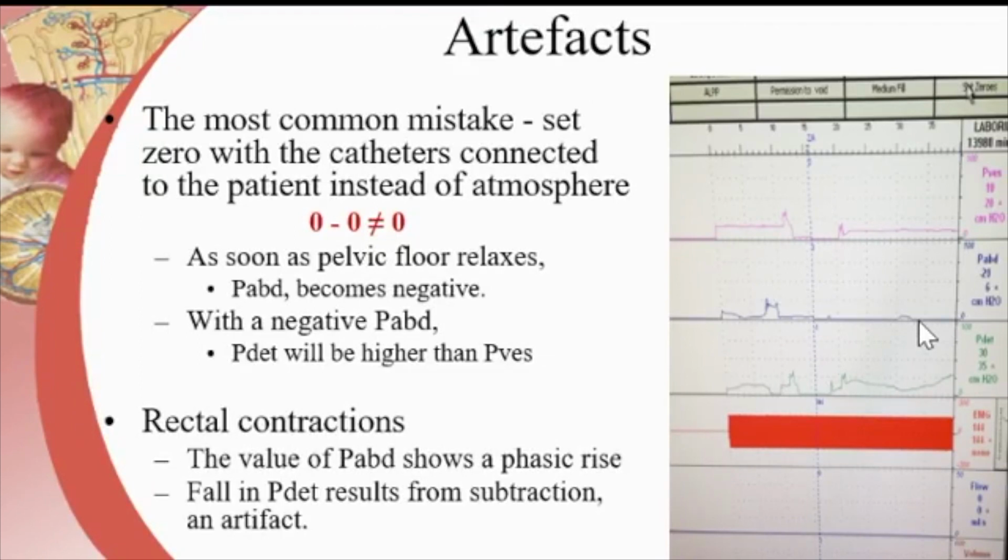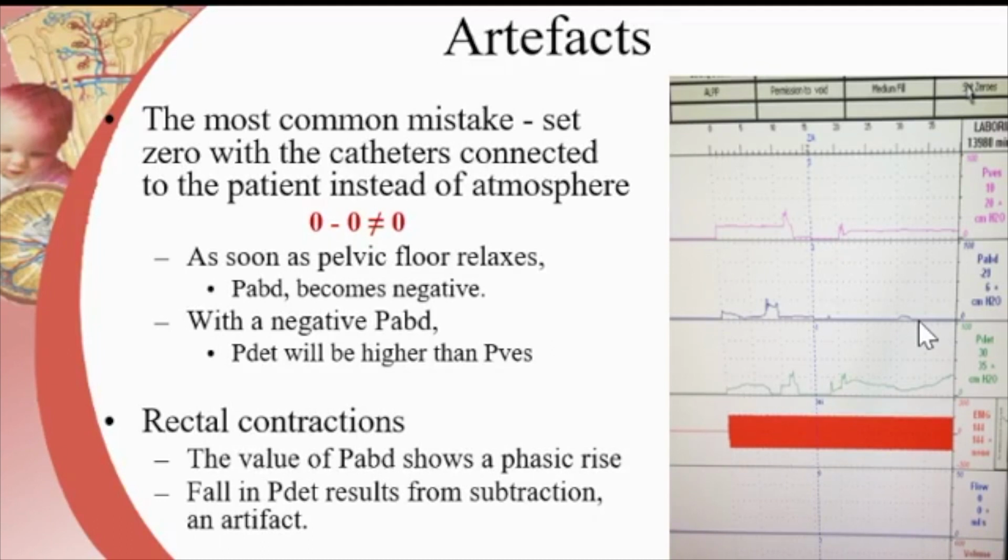So the most common mistake is setting zeros with the catheter connected to the patient instead of to the atmosphere. This is a common thing which people do. They connect everything to the patient and zero all. So 0 minus 0 is not 0.